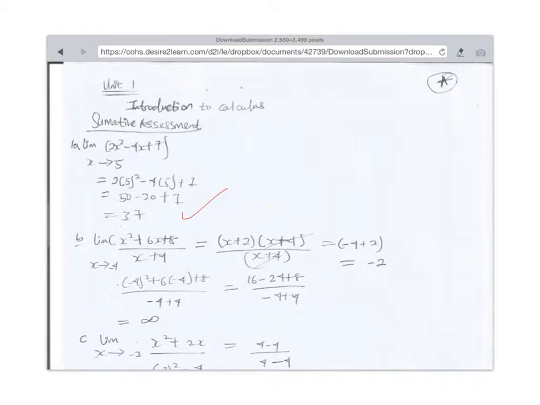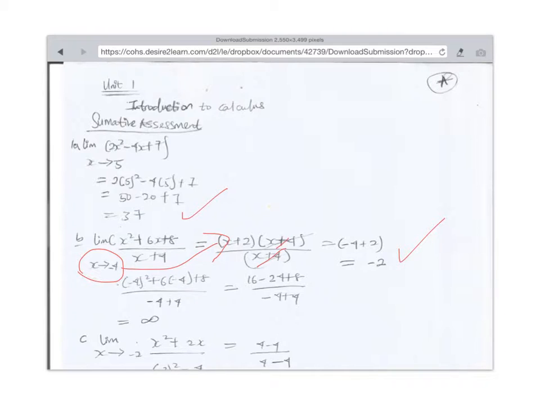For b, you've done a great job. You've factored the numerator, the top of the function, and ended up with those two factors crossing out, and you're only left with x plus 2. So at this point, if we substitute x equals minus 4 in for x, then we end up with a value of minus 2 for the limit, and that's correct also.